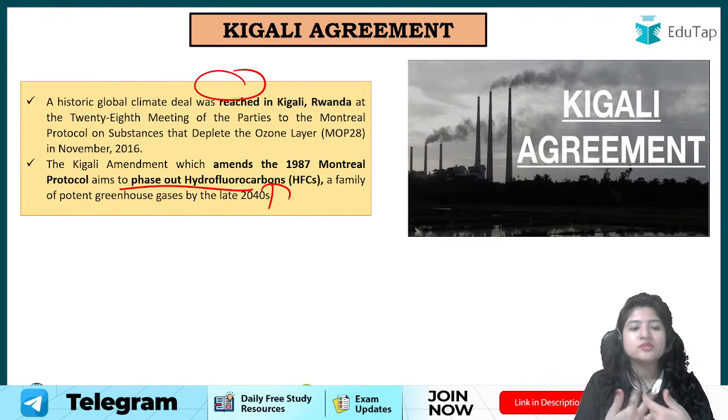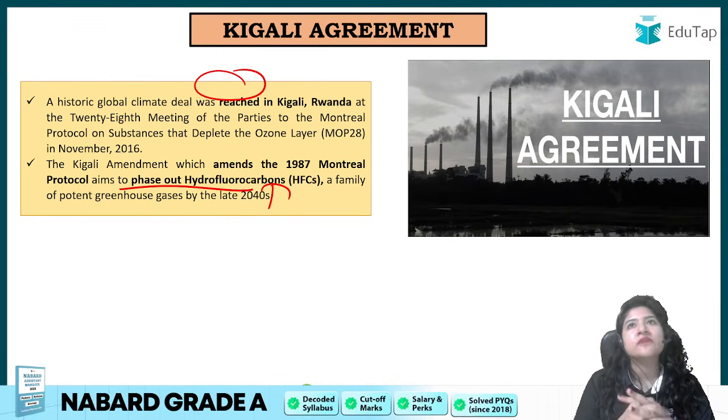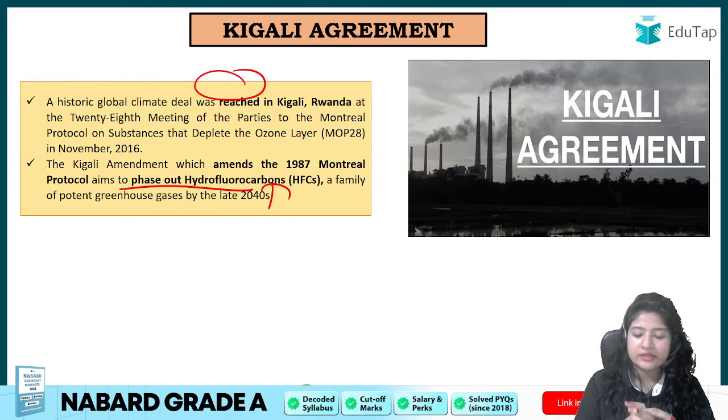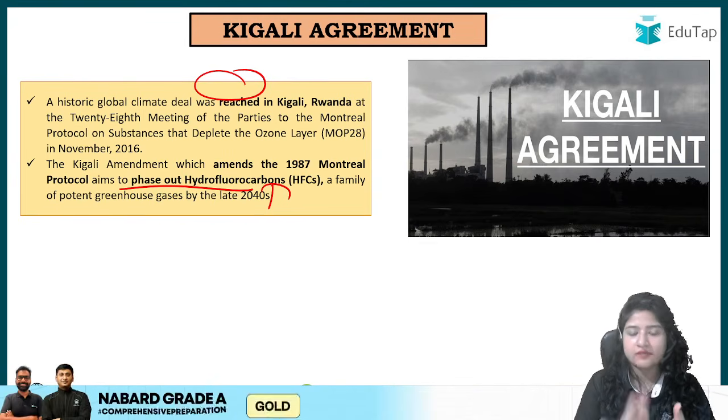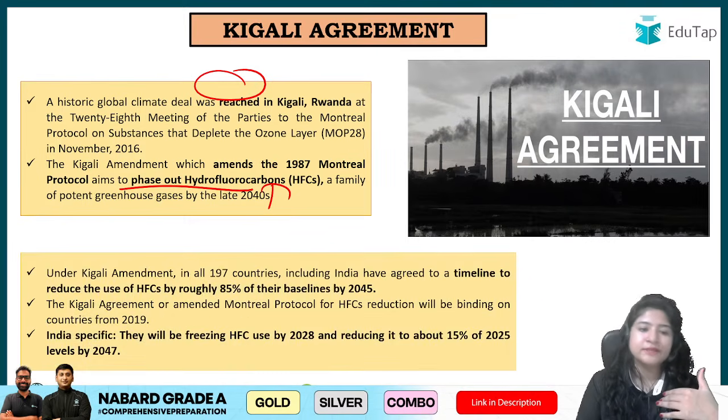Kigali agreement is to phase out hydrofluorocarbons. Montreal protocol was what, Montreal protocol was to protect the ozone layer. Then what else we have studied, Kyoto protocol, that is related to your reduction of emission of greenhouse gases. Paris summit, it is related to the decrease in temperature, ठीक है.